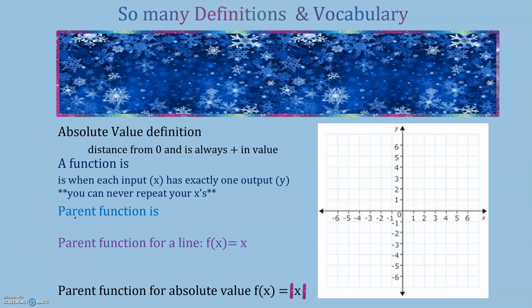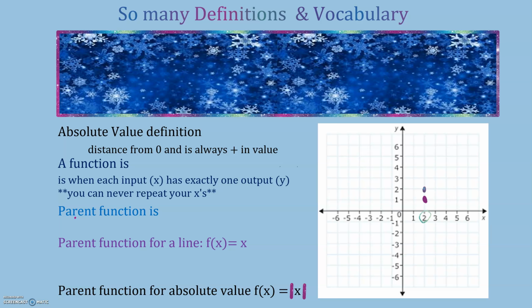A function is when every single input of x has exactly one output of y. So really what that means is if I have a point here, my x value is 2, my y value is 1. I cannot in a function have an x value of 2 and another y value of positive 2. Because I have 2 different outputs for the one input, that is not a function.